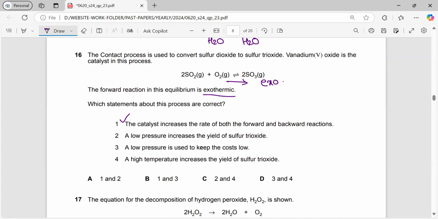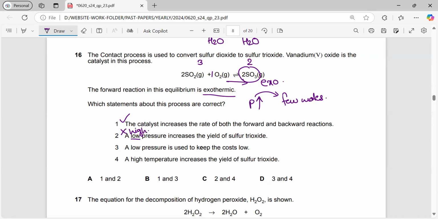Number two, a low pressure increases the yield of sulfur trioxide. Let's see. Sulfur trioxide is present on the product side, and as we can see, the product side has 2 moles and the reactant side has 3 moles. So here we have fewer moles. If we want the system to move to the forward side to make more sulfur trioxide, we have to increase the pressure, because the system will do the opposite. If we increase the pressure, the system will move towards the side with fewer moles, fewer particles, less pressure. So this one is wrong. We have to use high pressure to make it move towards sulfur trioxide.